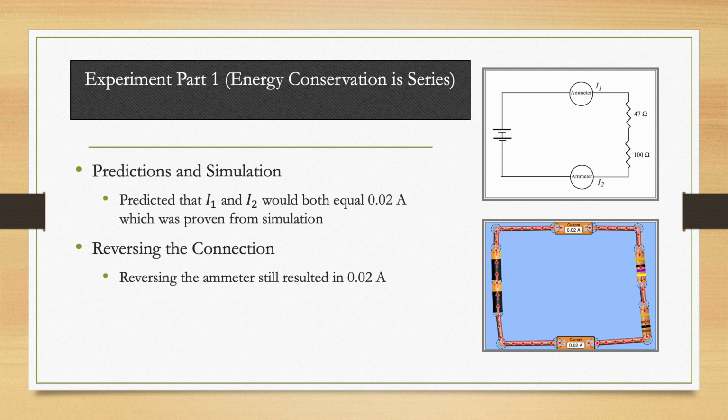For the first part of the experiment, I designed a circuit that contained two 1.5 volt batteries, two ammeters, and also two resistors. The first resistor had a resistance of 47 ohms, while the second one had a resistance of 100 ohms. I predicted that the amps for I1 and I2 would be equal to 0.02 amps, and this was proven from the simulation to the right. Also, reversing the ammeters still resulted in a current of 0.02.